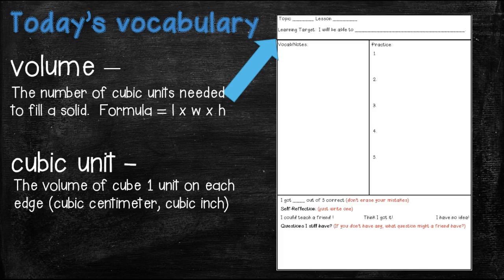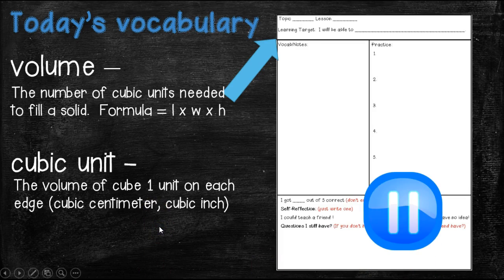Okay, today's vocabulary words are the same words that we've had all week long, but it's really important that you especially know the formula for finding volume. If you write nothing else down, make sure you write down that the formula for volume is length times width times height. Volume means the number of cubic units needed to fill a solid. And a cubic unit is the volume of a cube, 1 unit on each edge. It can be a cubic centimeter, cubic inch, cubic mile, anything basically could be considered a cubic unit. Pause the video and make sure you at least have the formula written down for volume, length times width times height.